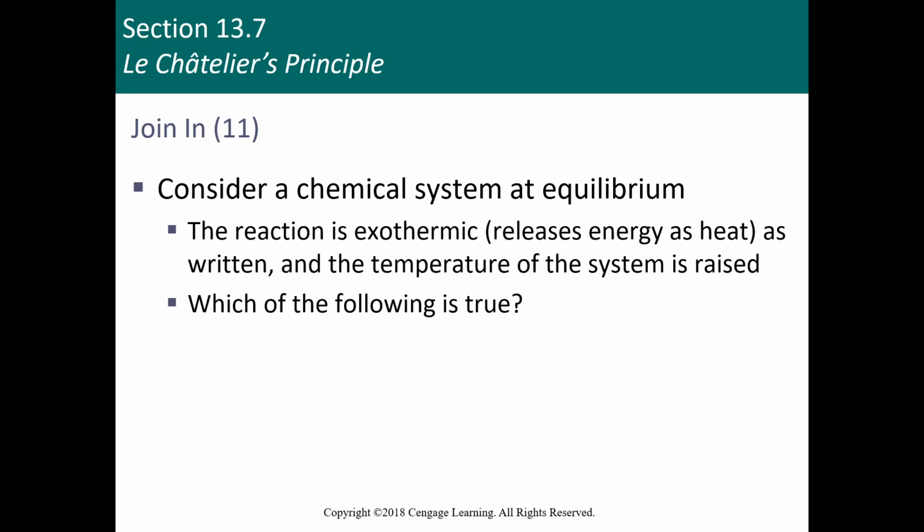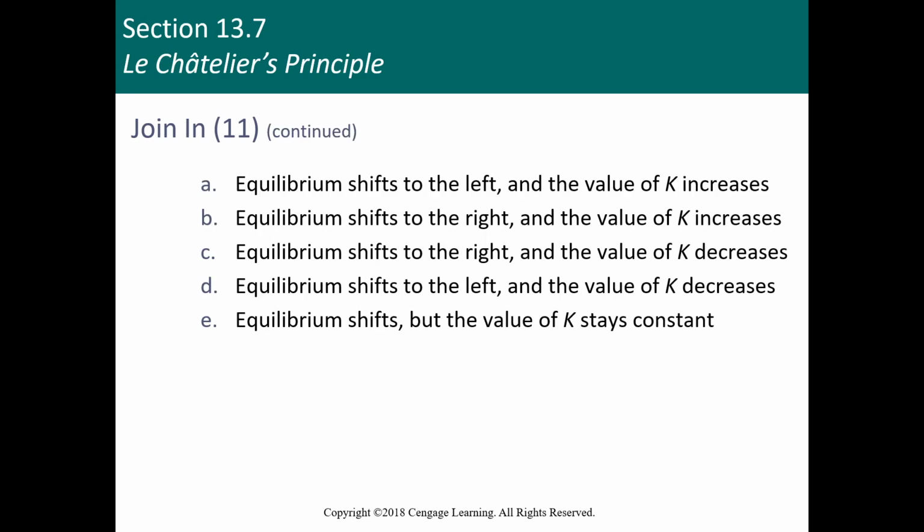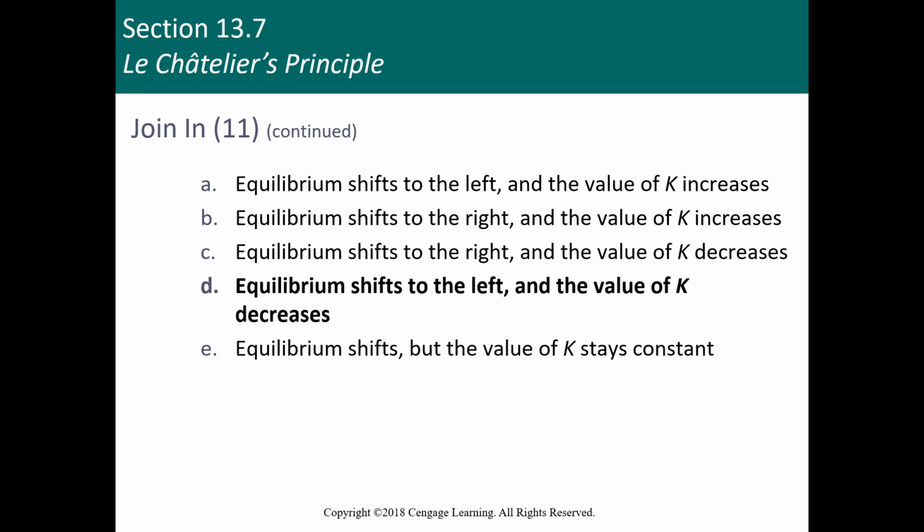Consider the chemical system at equilibrium. The reaction is exothermic, releases energy as heat, as written, and the temperature of the system is raised. Which of the following will be true? Equilibrium shifts to the left. You can read this. Alright, the correct one is D. The equilibrium shifts to the left and the value of K decreases.